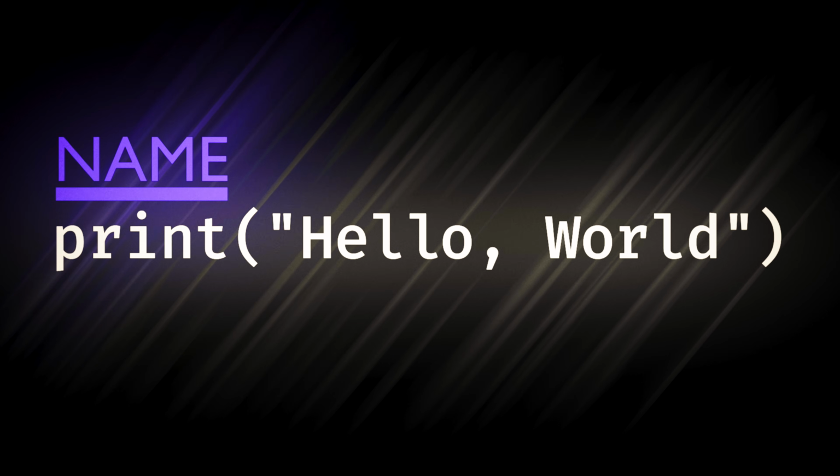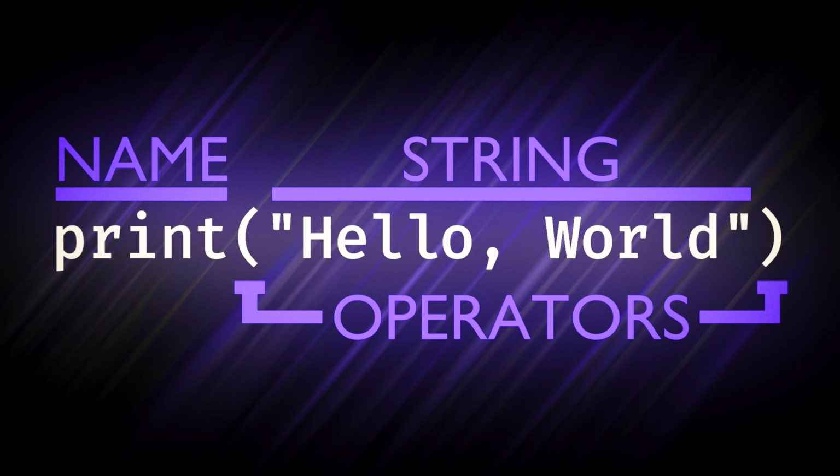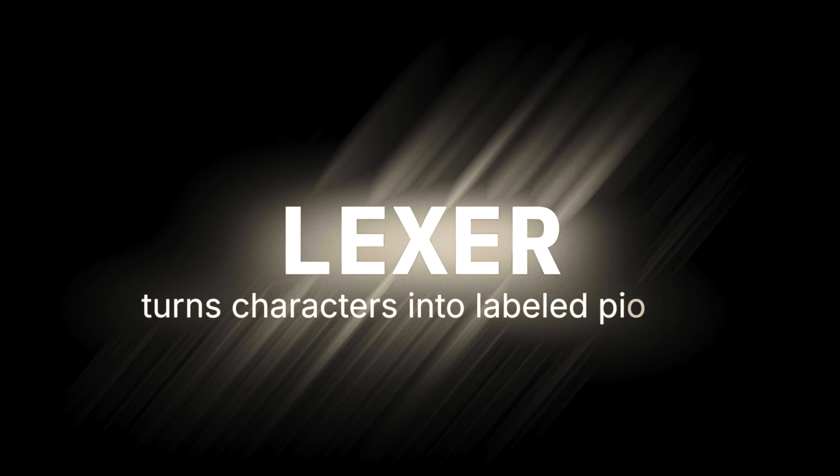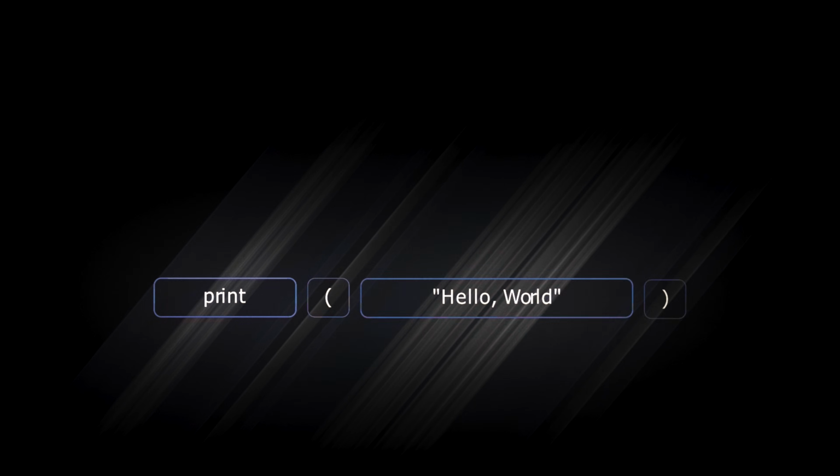This one is a name. This one is an operator. This one is a string. For the nerds out there, this whole process is called a lexer. It's the thing that turns a wall of characters into a neat row of labeled boxes. But boxes alone are not enough. Python still doesn't know what they mean together.